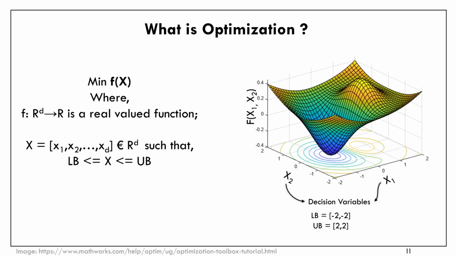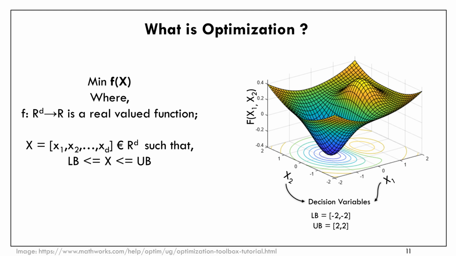Now, let us see the mathematical definition of optimization. Mathematically, optimization is: given a real valued function f of x, find me the particular input vector that minimizes this function f of x. On a closer observation, the function can be of d dimensions, which means you have d variables or d options, to be specific, d decision variables. The vectors LB and UB are the lower bound and the upper bound vectors, which define the values that each of these d decision variables are allowed to take.